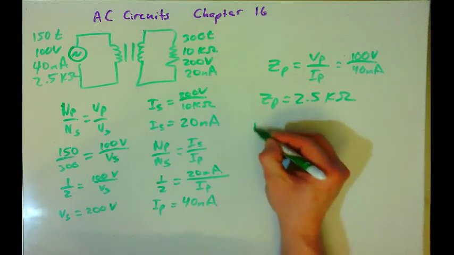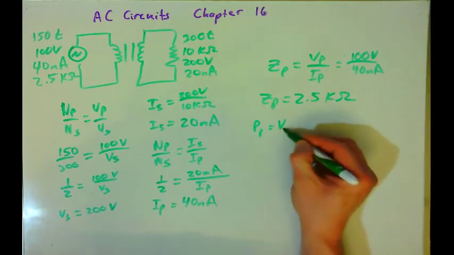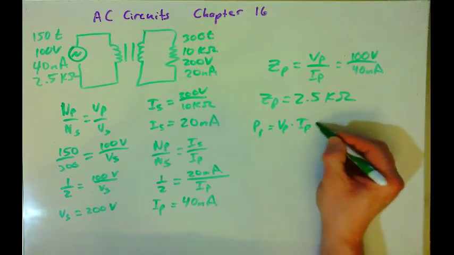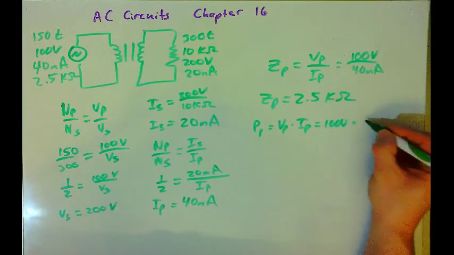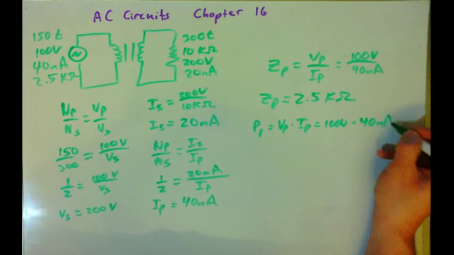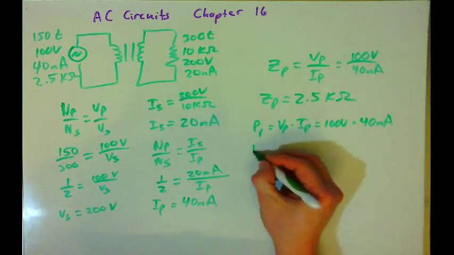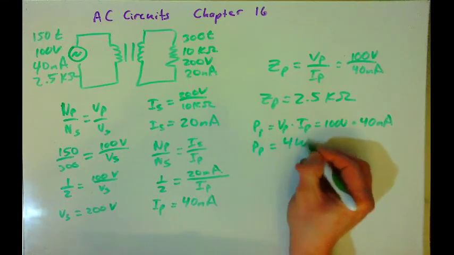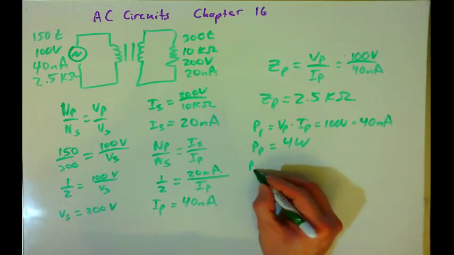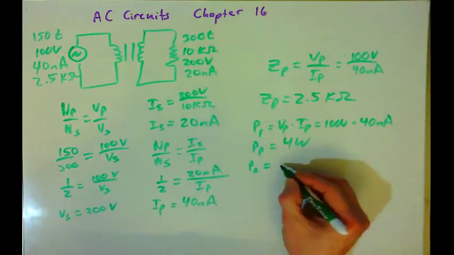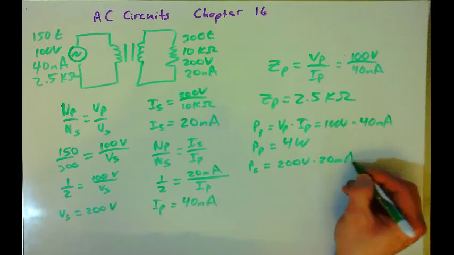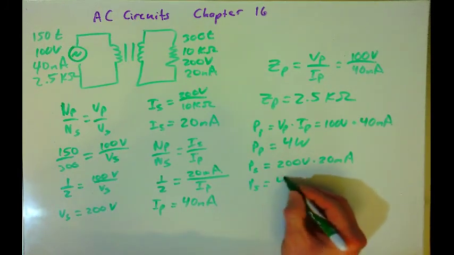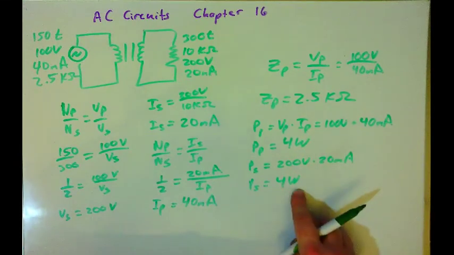Okay, and we can check some of our answers by saying that the power in the primary is the primary voltage times the primary current, which is 100 volts times 40 milliamps, which is going to be 4 watts. And then we can also check the power in the secondary, which is 200 volts times 20 milliamps, and we still get 4 watts. So that's good. If the powers are equal, that's a good sign that we've got the answers correct.